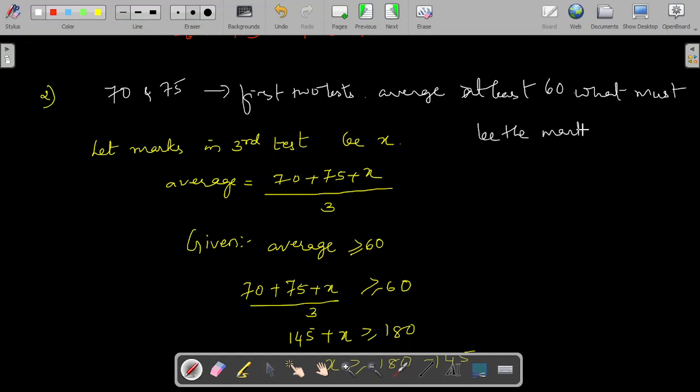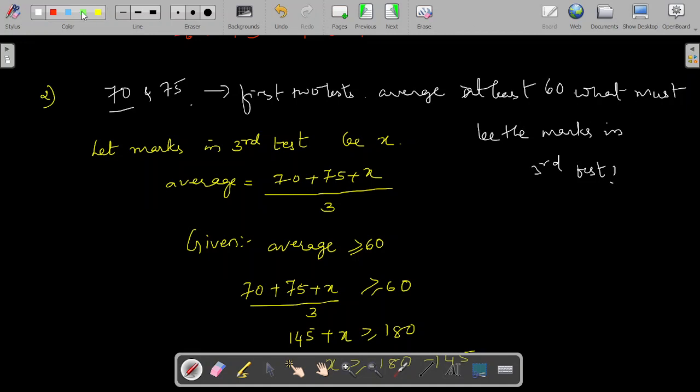Suppose a boy writes a test and he has to write 3 tests. In the first 2 tests, the marks obtained are 70 and 75. The boy wishes to get an average of at least 60, minimum 60, maybe more than that. So what must be the minimum marks that the boy should obtain in the third test to get an average of at least 60? This is the question.